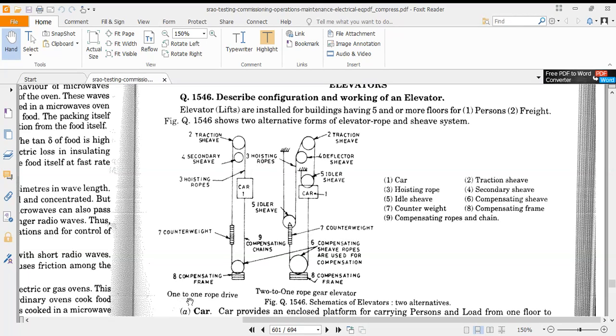This is called 1-to-1 rope drive. This is 2-to-1 rope gear elevator. And this is most popular. So how is it operating? Just you can see. There is a counterweight, and there is a carriage. So this is where the people stand for moving from one floor to another floor.